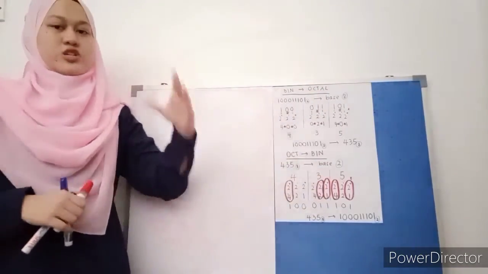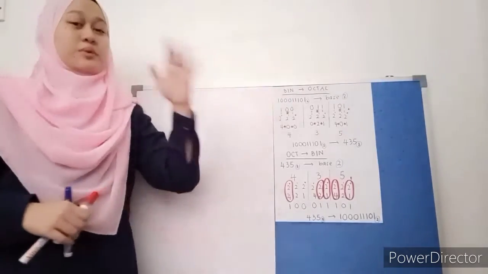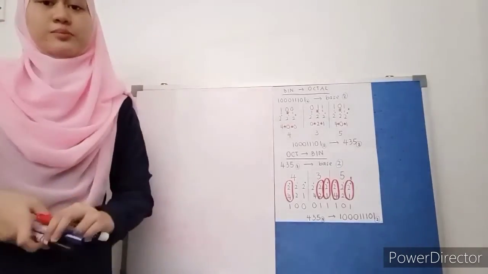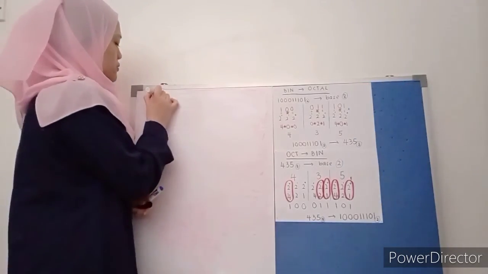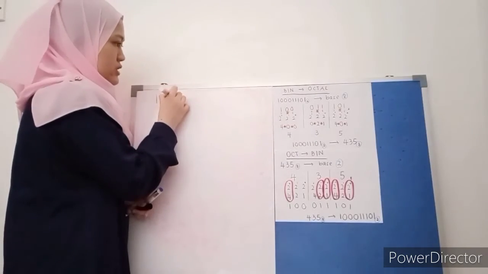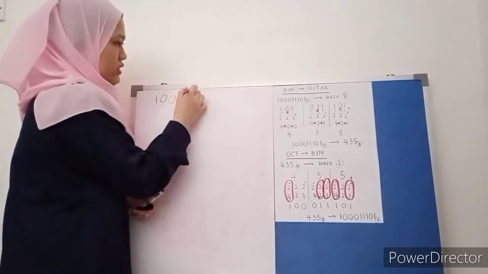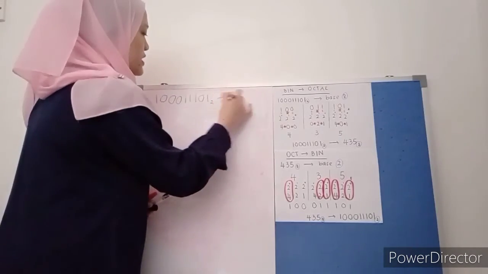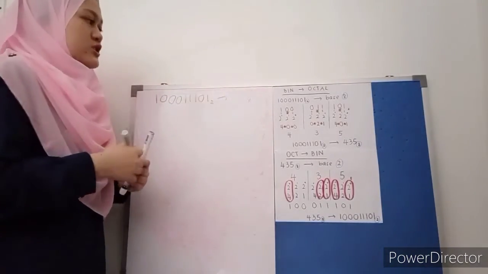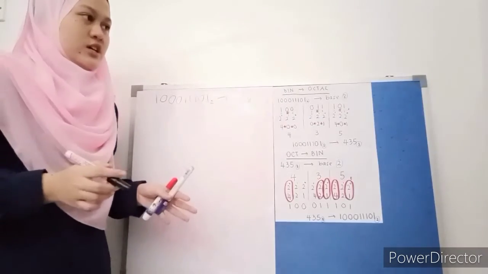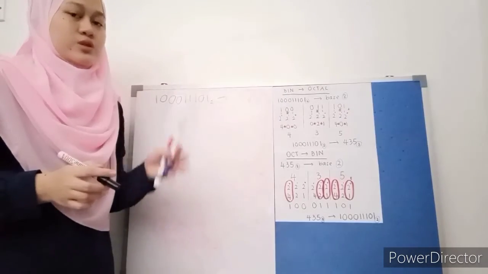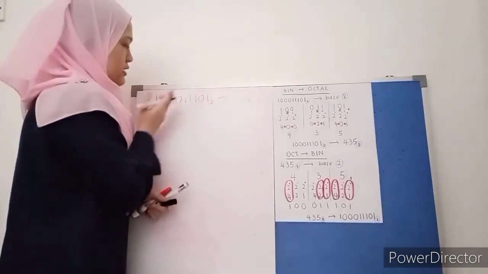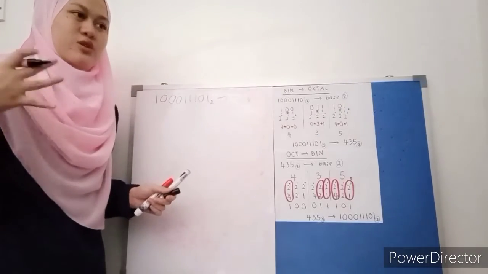Fifth objective, which is converting from binary to octal and from octal to binary. Binary is actually number base 2, octal is actually number base 8. The example given here is 1 0 0 0 1 1 1 0 1 base 2, convert it to base 8. Okay, so first you need to divide it into 3 digits. Write it from the back, as you need to avoid the mistakes that you might make.